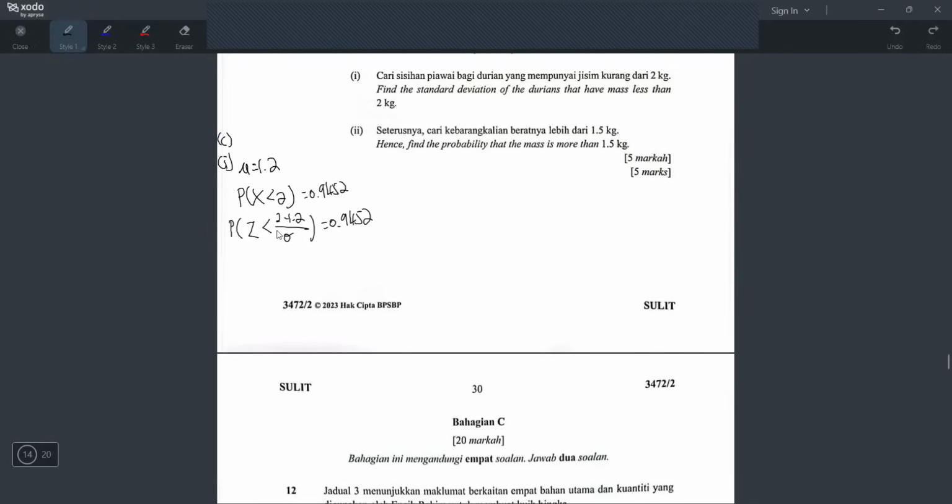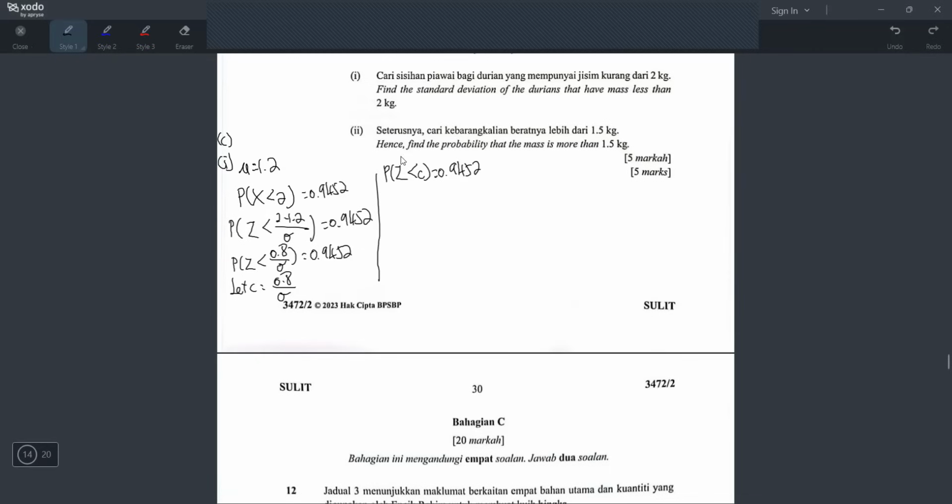So the reason why I'm changing X to Z is because I want to look at the table later, right? If you look at the table, you need a Z value. And then 2 minus 1.2 I can do, it will become P(Z smaller than 0.8 over standard deviation) equals 0.9452. And if I cannot do the division, I will let C equal 0.8 divide standard deviation. And after I let C, I can write P(Z smaller than C) equals 0.9452.